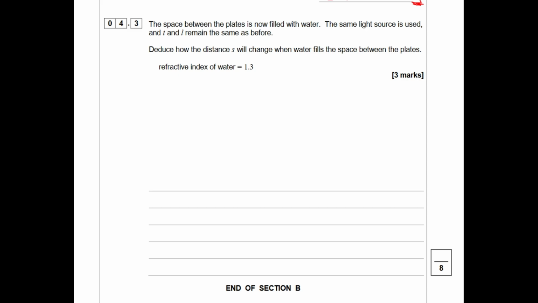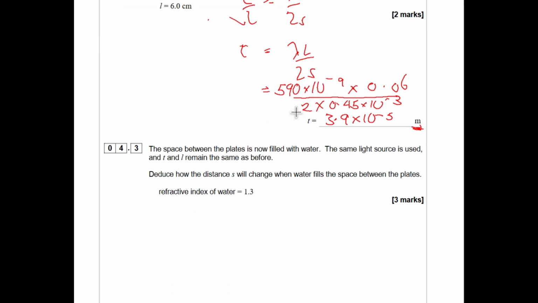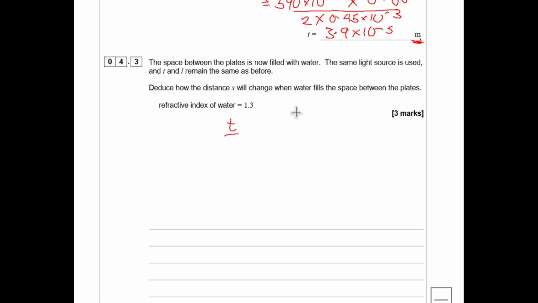Last bit: the space between the plates is now filled with water. It was previously air. The same light source is used. T and L remain the same. So let me just write this formula again: T over L is lambda over 2S.